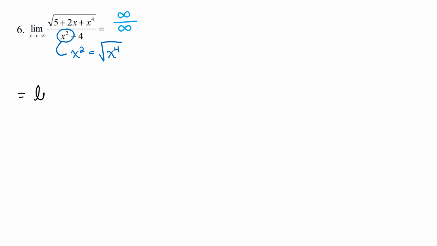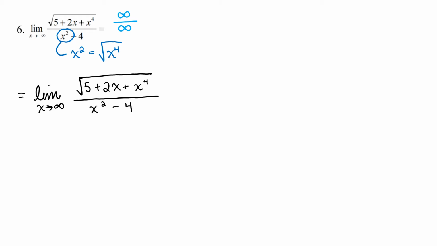So this will be equal to the limit as x approaches infinity of the square root of 5 plus 2x plus x to the 4th power. Now I'll draw my line since I know how long that expression is. All over x squared minus 4. And we'll multiply by the reciprocal of the square root of x to the fourth power. So that'll be 1 over the square root of x to the fourth, and 1 over the square root of x to the fourth. That way we're just multiplying by 1 effectively.